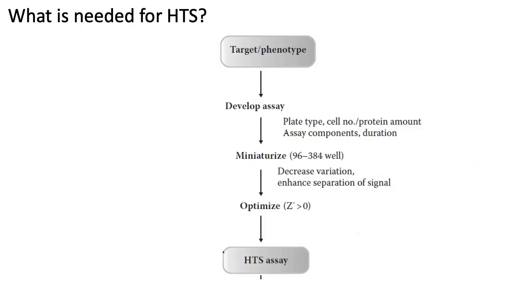So there are a number of steps involved in high throughput screening. The first step is really we need to discover what our target or our phenotype is. So we need to be able to use this to develop an assay. Okay, and we're going to focus on each of these steps. So we need to develop the assay.